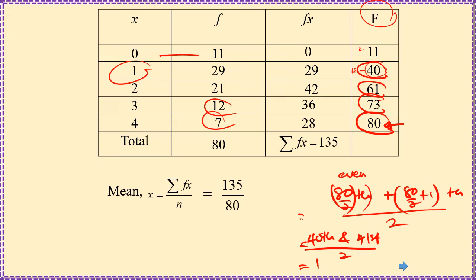And then the 41st observation is in the next group, 41st up to 61st observation. So the 41st observation is 2. So we need to find the average. It will be 1.5.